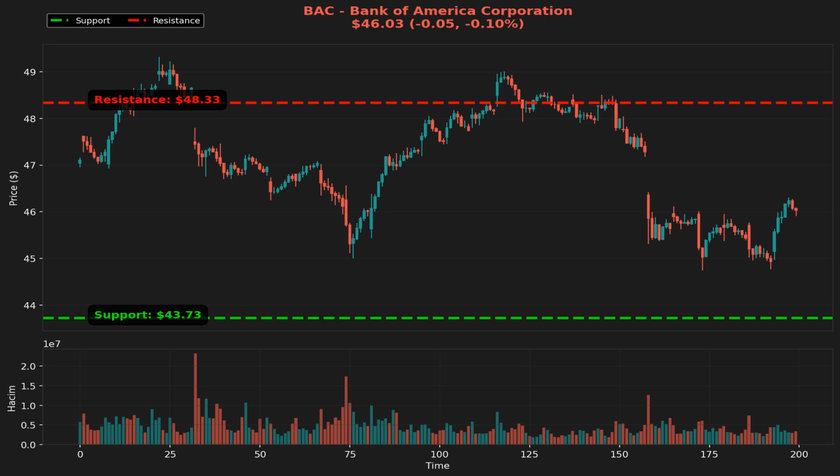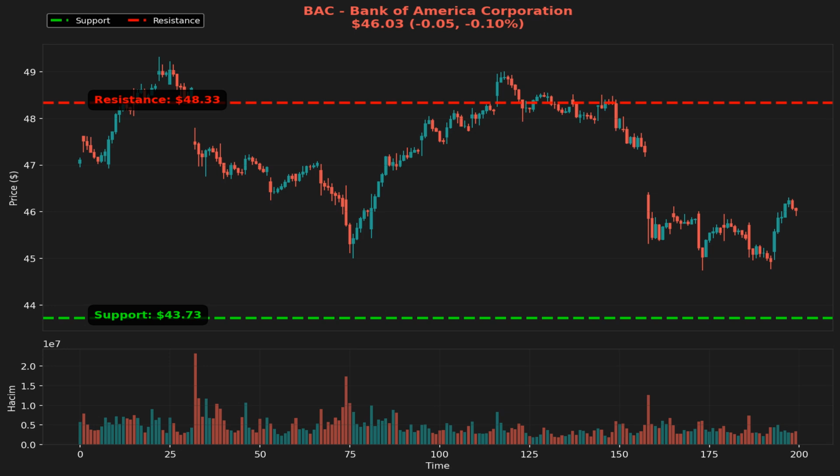The strength of these levels can be assessed by considering the historical price action of BAC. If the price approaches these levels with increased volume, it may indicate stronger conviction behind the movement. A breakout above resistance could confirm an upward trend, while a break below support could suggest bearish sentiment gaining traction.